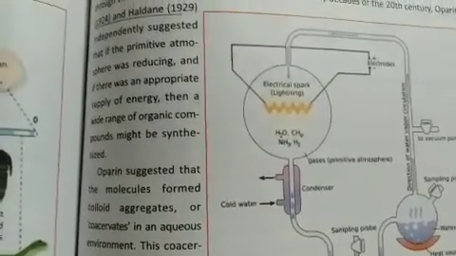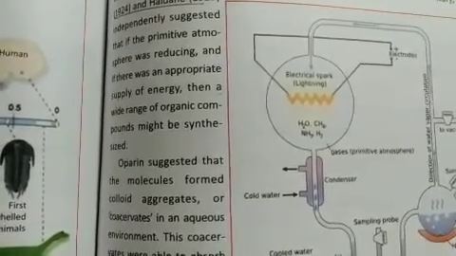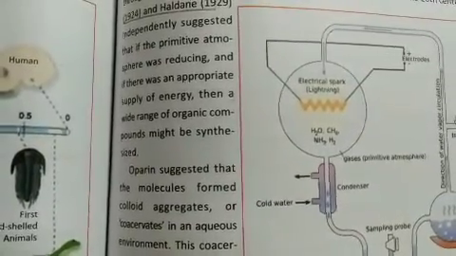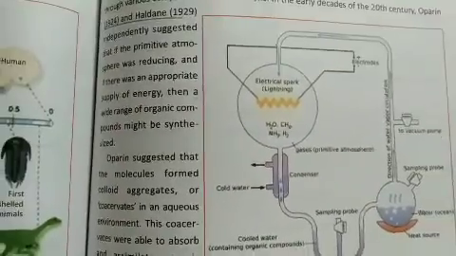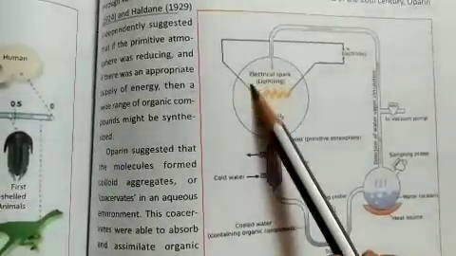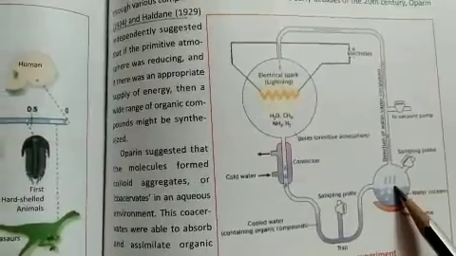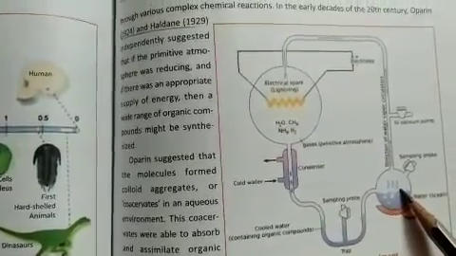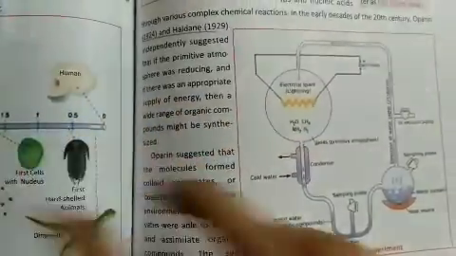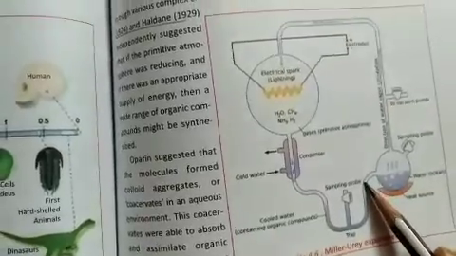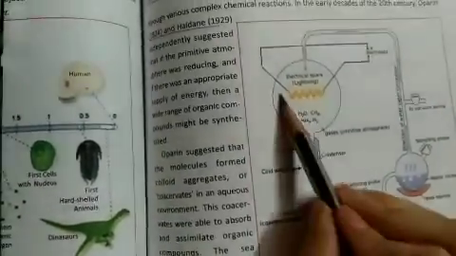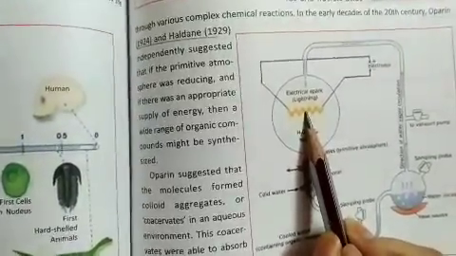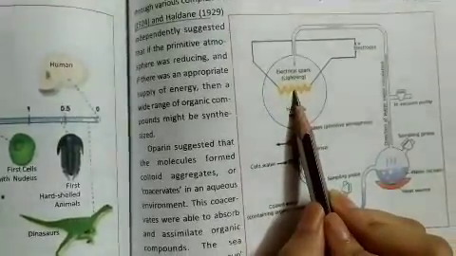The experiment used water, methane, ammonia, and hydrogen. The chemicals were all sealed inside a sterile 5-liter glass flask connected to a 500 ml flask half full of water. See the picture. This is a 5-liter glass flask connected to a 500 ml flask. The water in the smaller flask was heated to induce evaporation and the water vapor was allowed to enter the larger flask. Continuous electrical sparks were fired between the electrodes to simulate lightning in the water vapor and gaseous mixture.